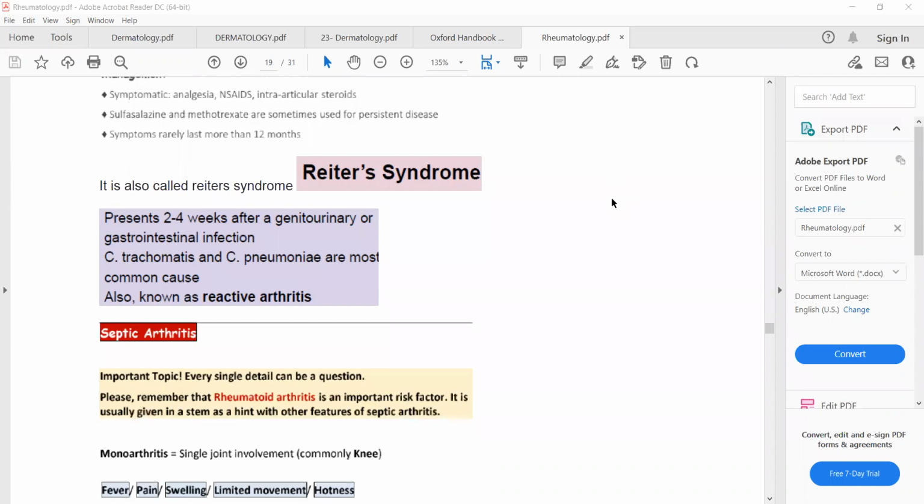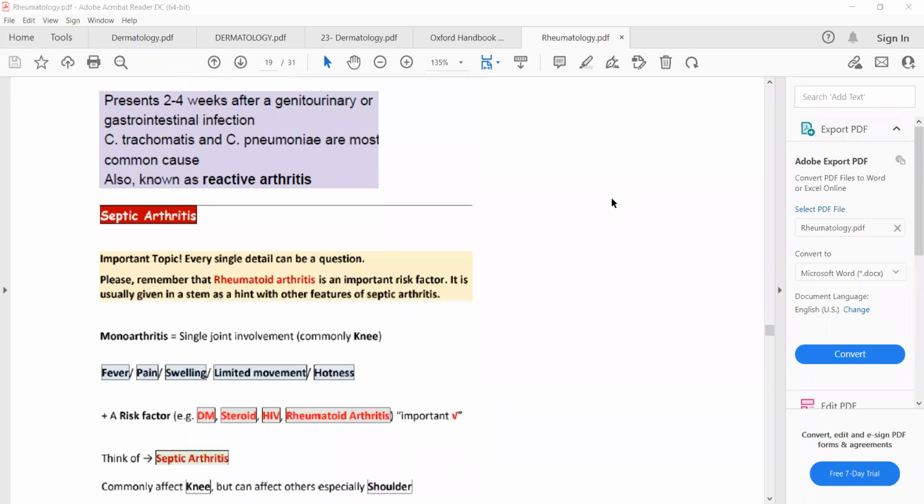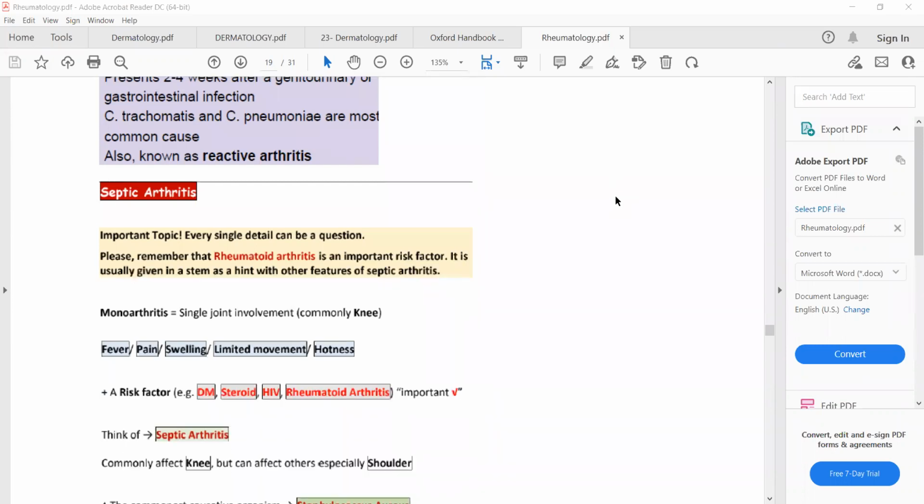Septic arthritis. So far, we have discussed many causes of arthritis, such as SLE, rheumatoid arthritis. There can be arthritis in Sjogren syndrome as well, in scleroderma as well.